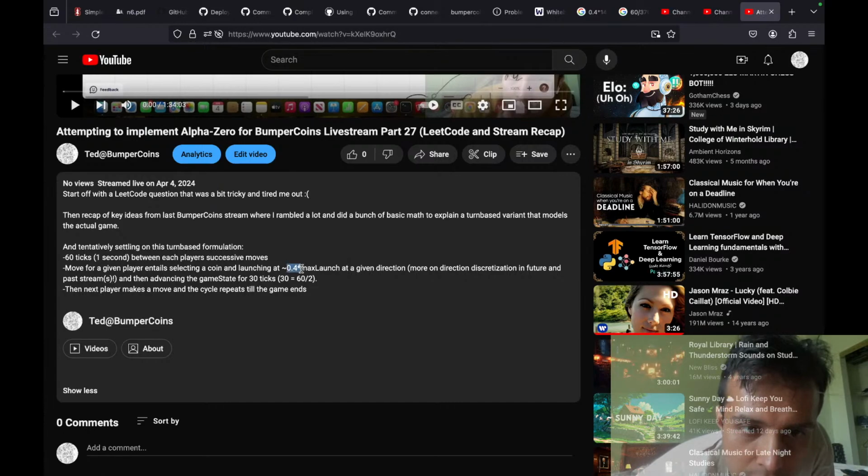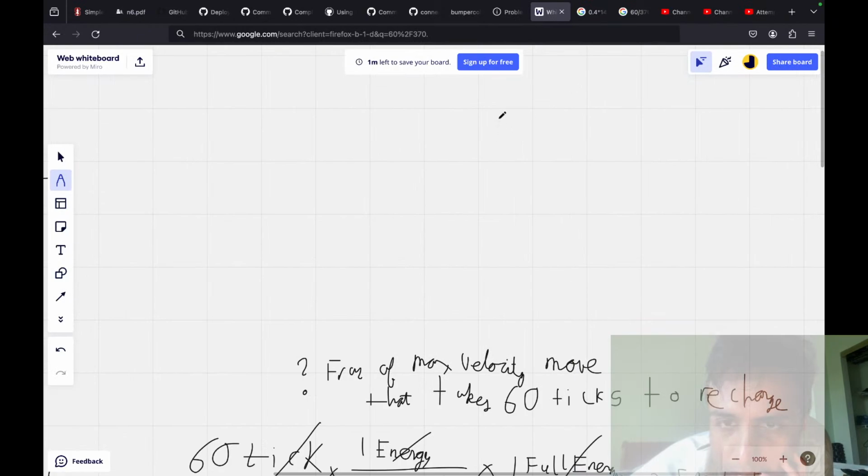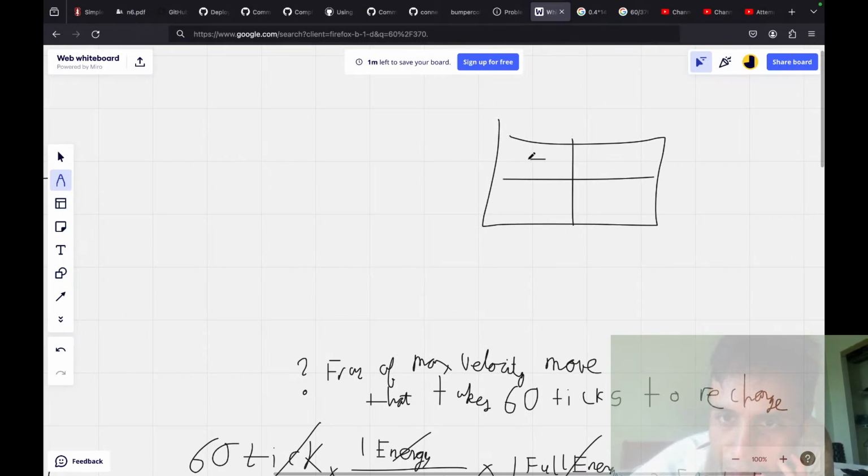Therefore, I propose that we can exactly do 0.4 and see how it works. In fact, because of discretization, this number does have some implications for 0.4. So I do have to check. Let's say that we have a 2x2 grid, and we have a coin here, and we launch it at 0.4 intensity, and then it has to go to the next cell, right?